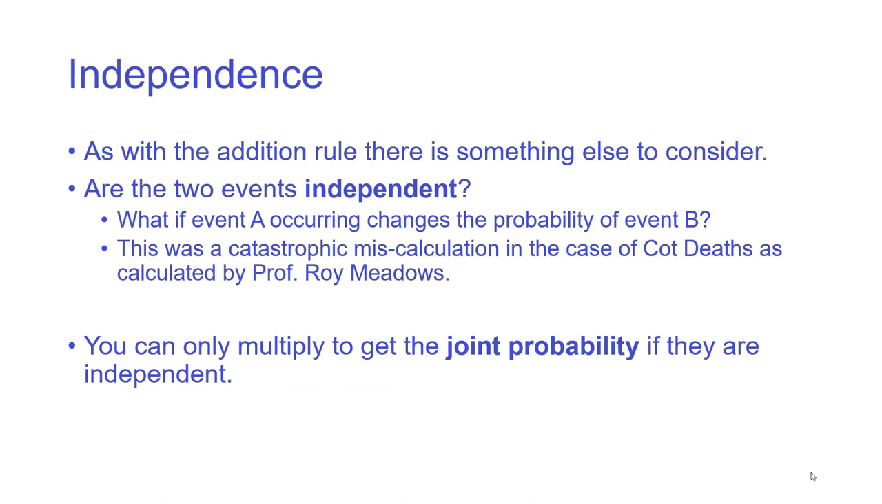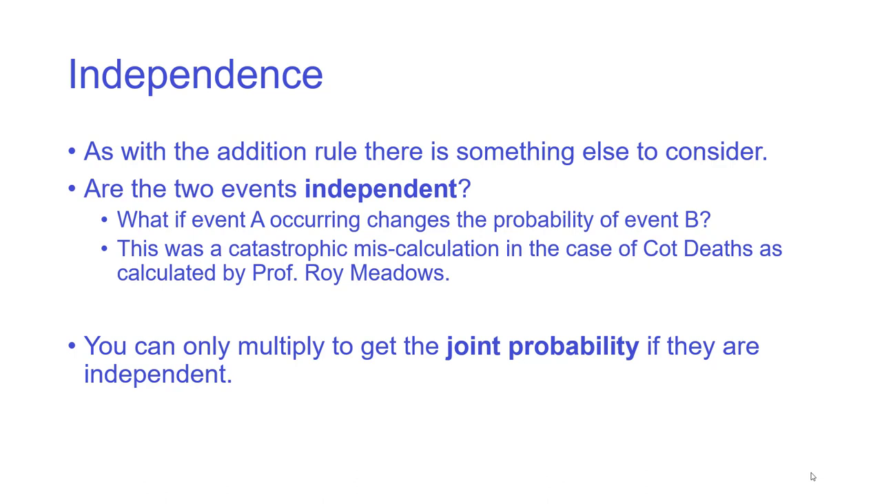Now, one thing you need to consider when you're doing your probabilities is, are the two events independent of each other? So when I rolled the die the first time, and it's 1 over 6, does that change the chance of me rolling a 6 the second time? No, it's still 1 over 6.